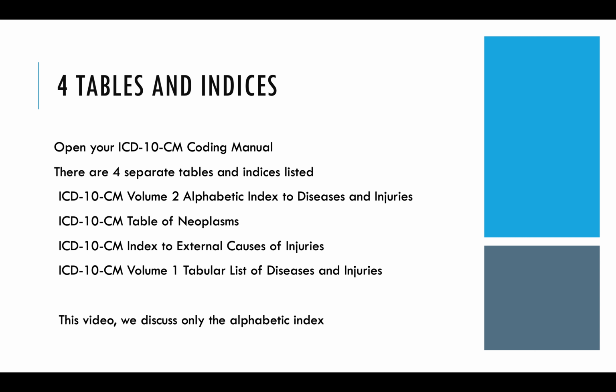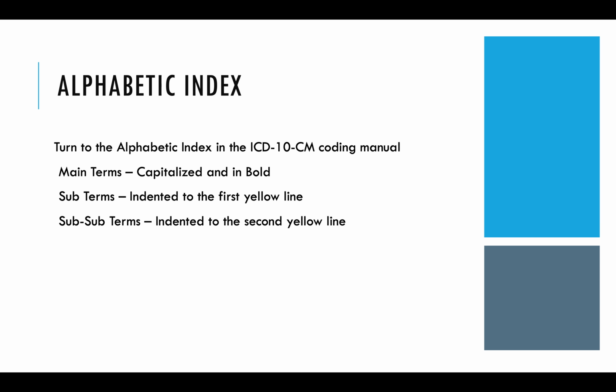So for the purposes of this video, we're only looking at the alphabetic index. On my table of contents, it shows the alphabetic index starts on page 43. Depending on the publisher that you have and the version you have, it could be slightly different, but in mine it's page 43. So let's open there together. And if you don't have your coding manual available, please watch this video again when you do. It'll be really helpful for you to use your coding manual along with this video.